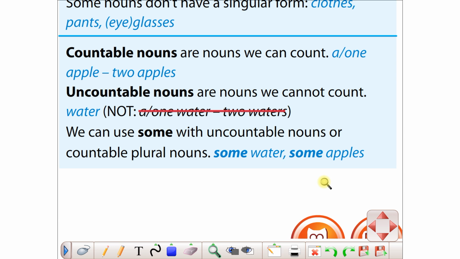One of the main characteristics of countable nouns is that they are nouns we can count: one apple, two apples. In contrast, uncountable nouns are nouns we cannot count, such as water, but we can measure them.